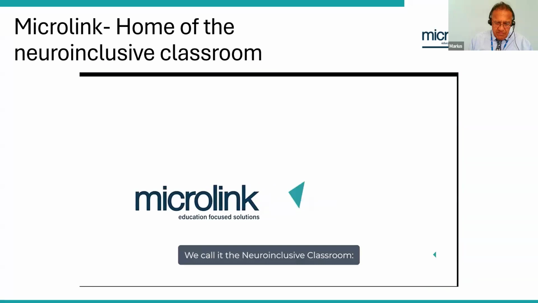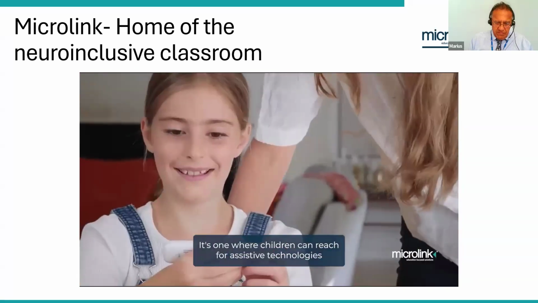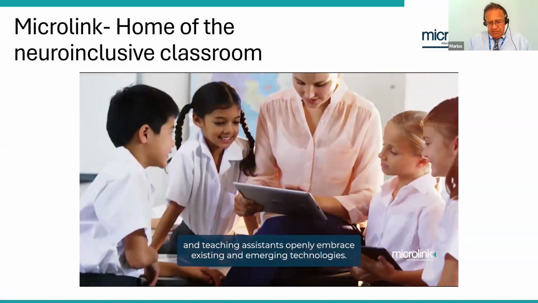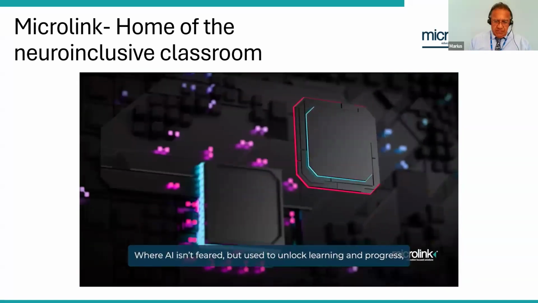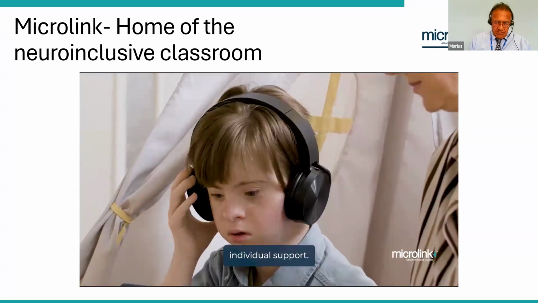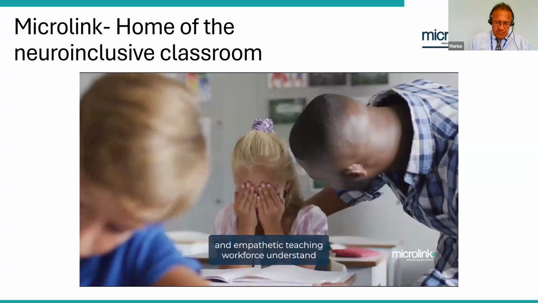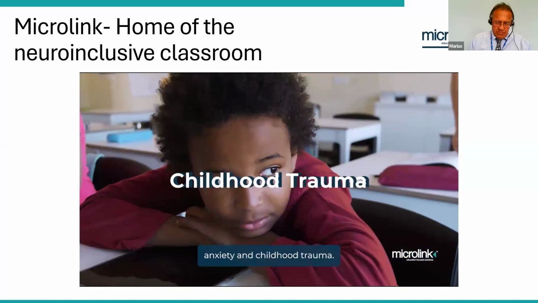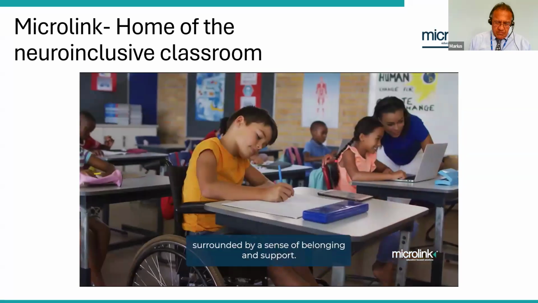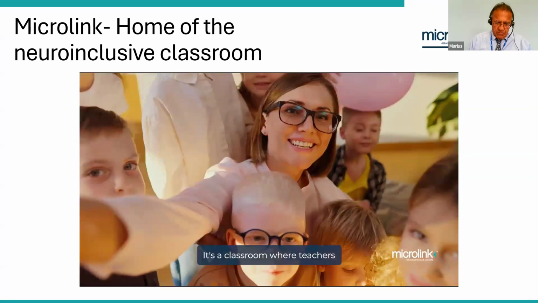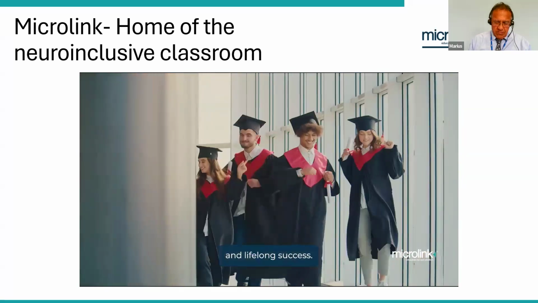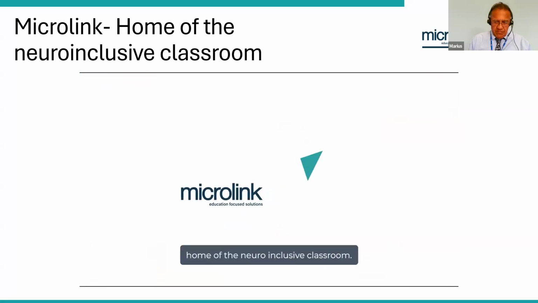We call it the Neuroinclusive Classroom. It's one where children can reach for assistive technologies in the same way they would reach for a pencil and paper. Where teachers and teaching assistants openly embrace existing and emerging technologies. Where AI isn't feared but used to unlock learning and progress, transform administrative workloads, and elevate individual support. It's a classroom where an emotionally intelligent and empathetic teaching workforce understand anxiety and childhood trauma. Where difference is understood and celebrated, and children are encouraged to be their authentic selves, surrounded by a sense of belonging and support. It's a classroom where teachers build positive relationships with every child, relationships that build resilience, self-efficacy, and lifelong success. Microlink Education, home of the Neuro-Inclusive Classroom.